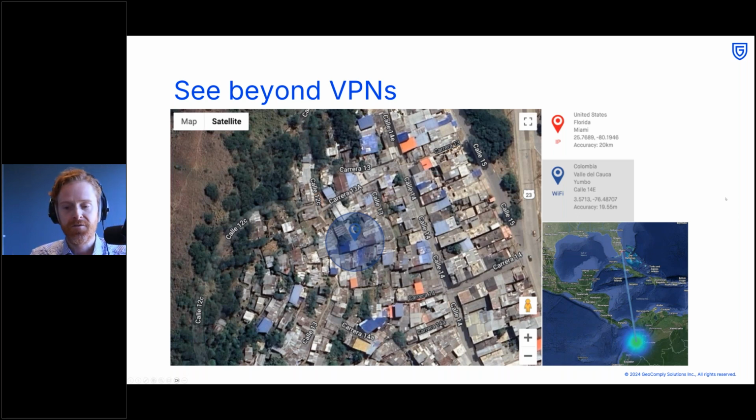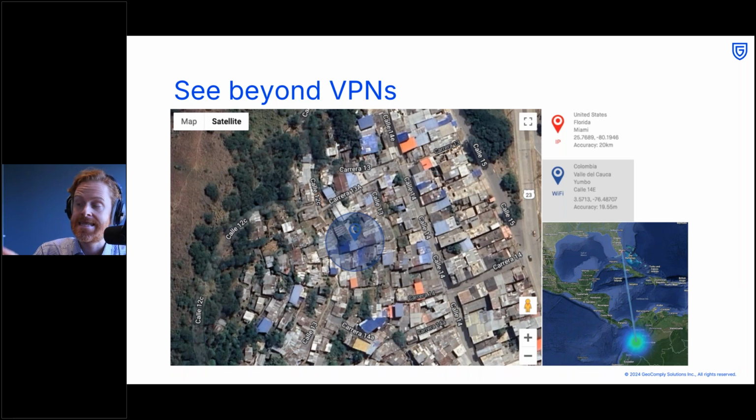And if you have a bit more information on the neighborhood, you'll know that it's probably a neighborhood heavily controlled by the FARC, which is a terrorist group, paramilitary operating from the country. So very, very powerful when you are able to see behind the IP address, behind a VPN.